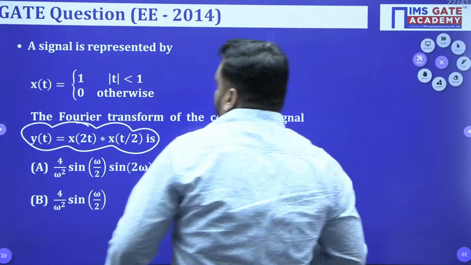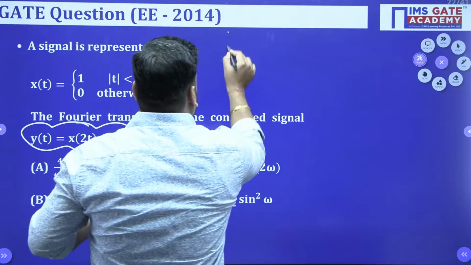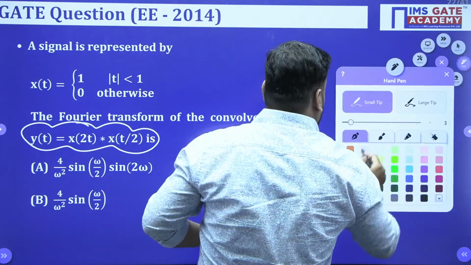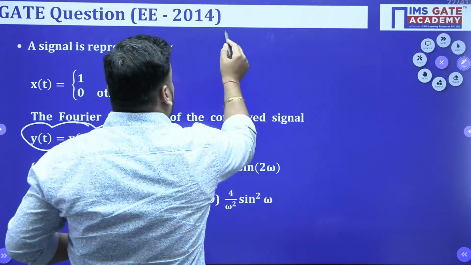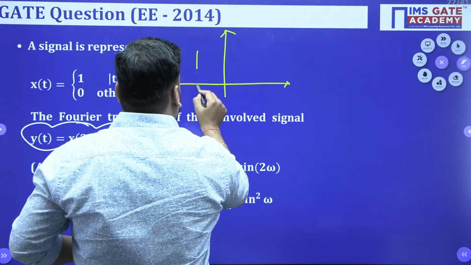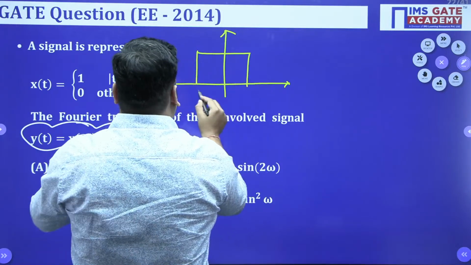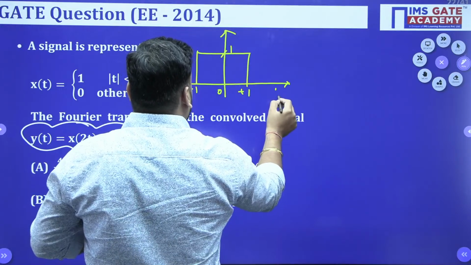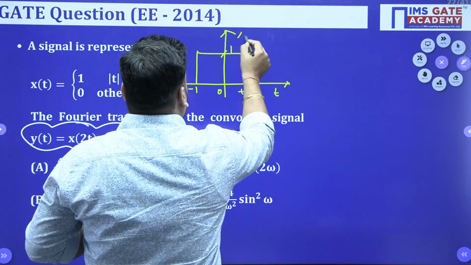So let's see. First of all, what is the meaning of xt? So xt meaning is nothing but mode of. If I make a curve for xt, it is nothing but my rectangular pulse, which has the time duration from -1 to +1. Magnitude is 1. This is the time domain, and this is my x of t signal, guys.